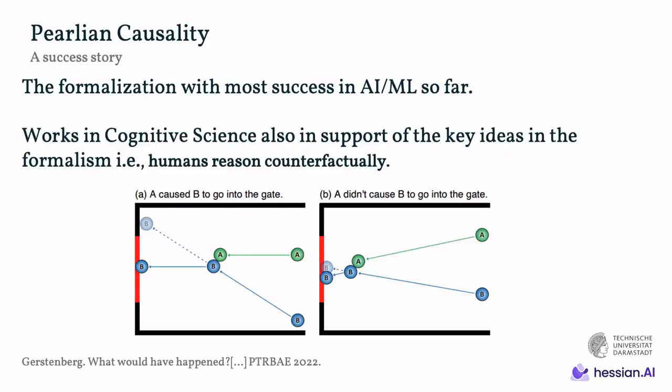And Pearl's causality, which we'll look at throughout this lecture, is the formalization which has had the most success in AI and machine learning. There has been lots of work within AI/ML, but also in cognitive science, which tests this theory. And this is kind of the example I showed you, right? If there's a ball that is going here, and it collides with another ball, does that make it go in, or if it wouldn't have collided, would it have gone in anyhow? So all these kinds of questions we'll see, and we'll learn about why causality is important.